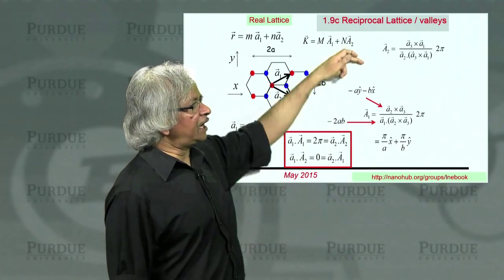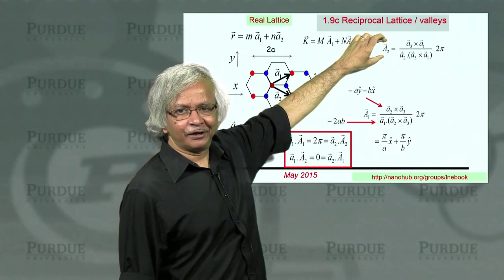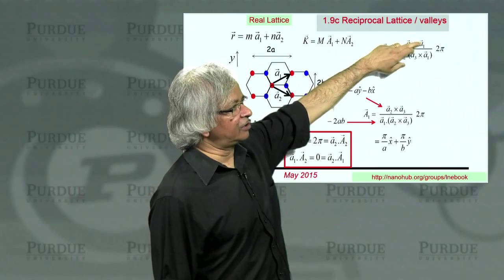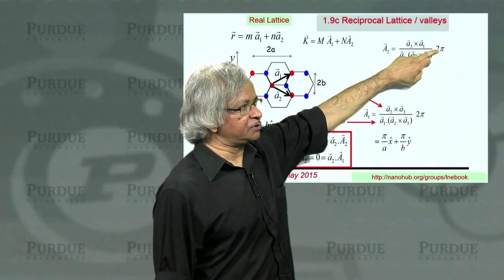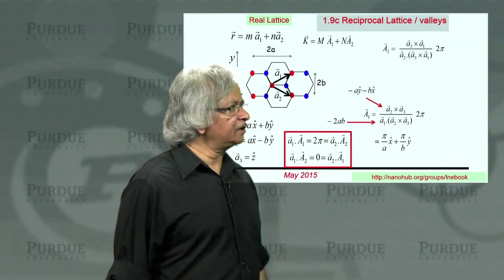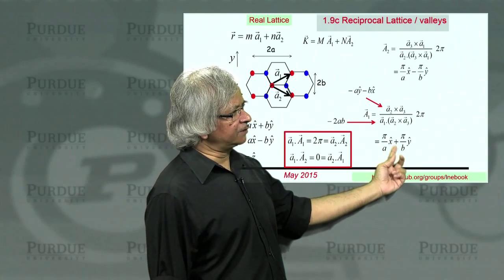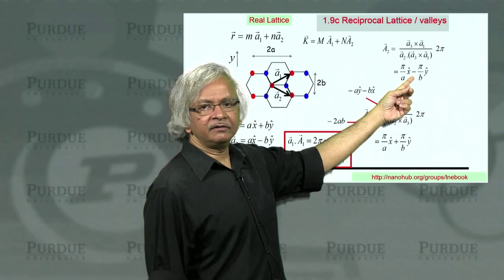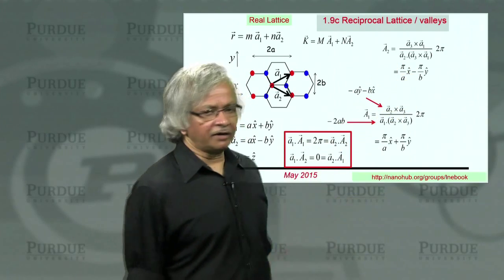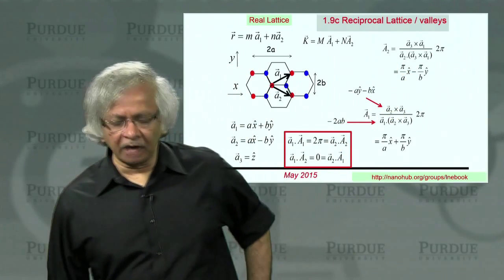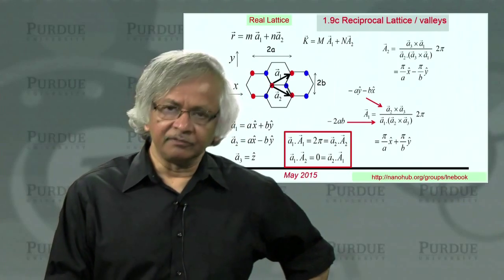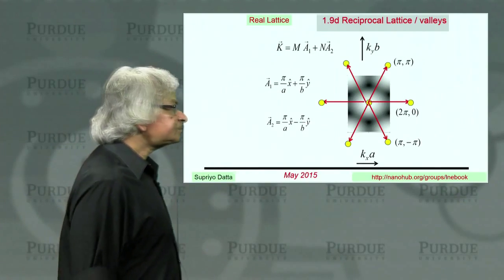Similarly, we can write down the other reciprocal lattice vector A2. It is A3 cross A1 divided by that, times 2 pi. Similar algebra, if you work through it, you'll get something looking just like this, but with the second one with its sign reversed. So we now have the reciprocal lattice vectors. Now we can try constructing the reciprocal lattice itself.